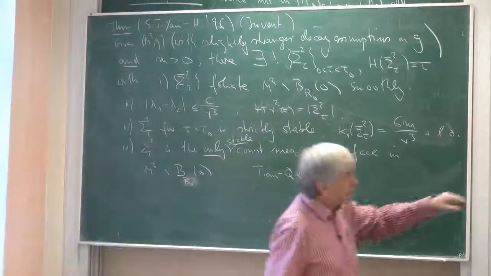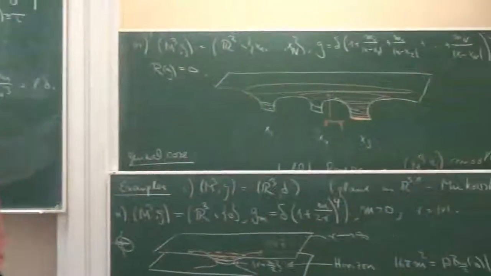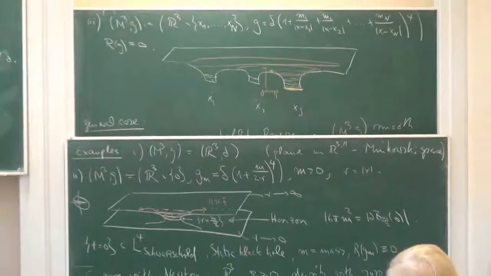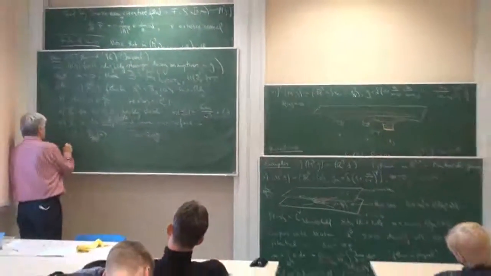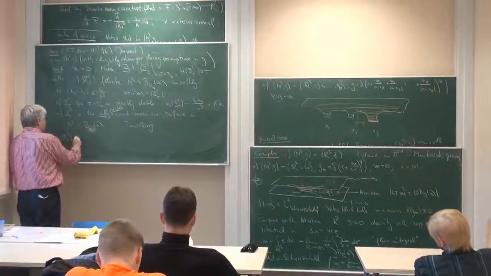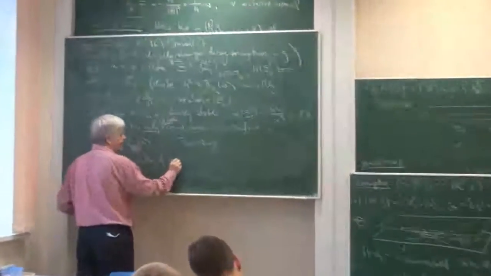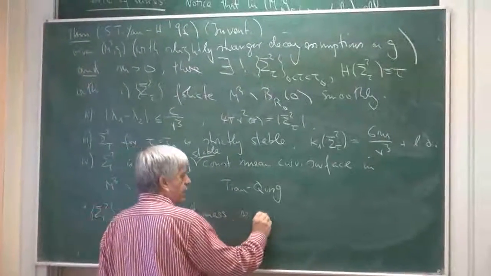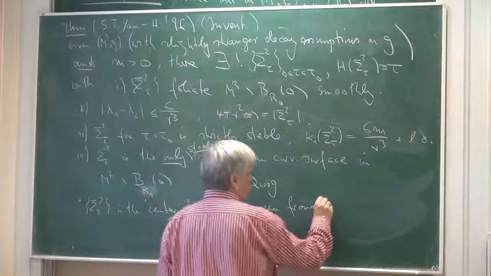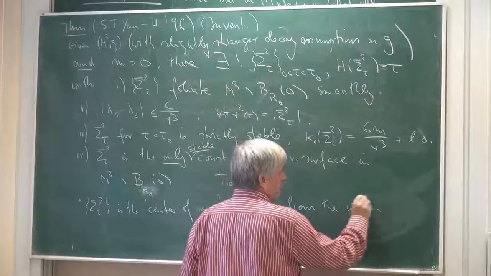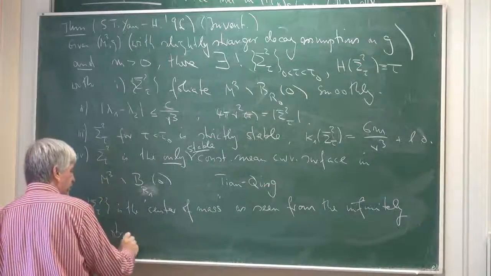In other words, in any of these examples, far out, you have this nice foliation, and this foliation has then the interpretation of a center of mass. So sigma 2 tau, this family, is the center of mass as seen from the infinitely far observer. That's the physics interpretation.